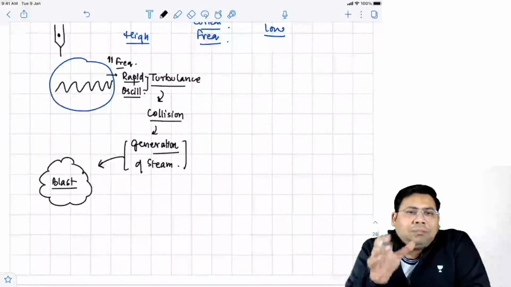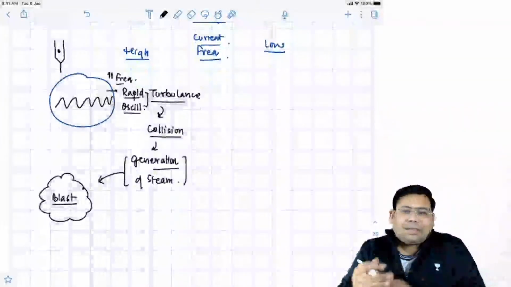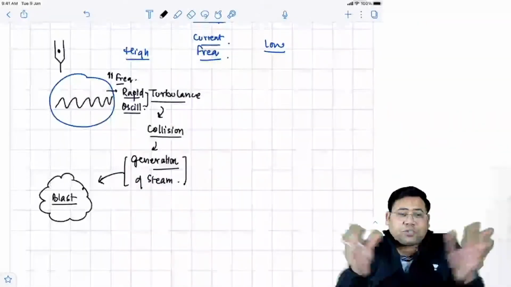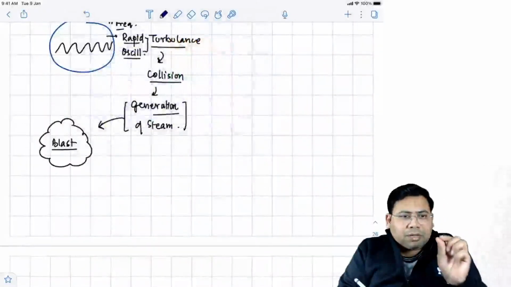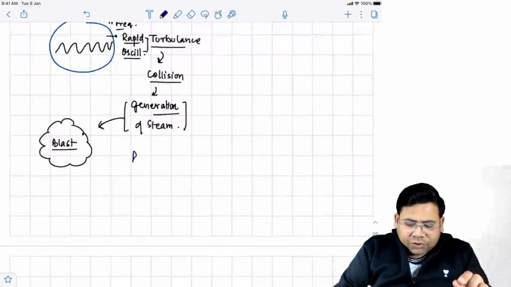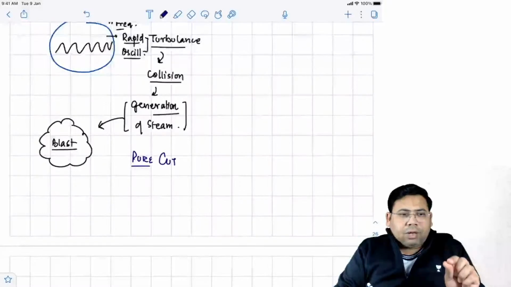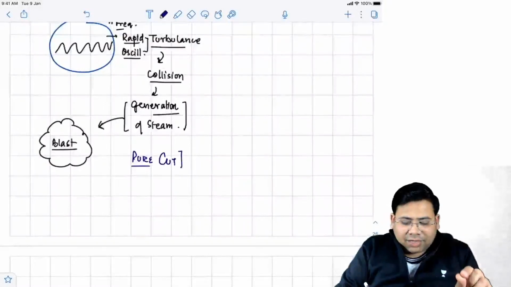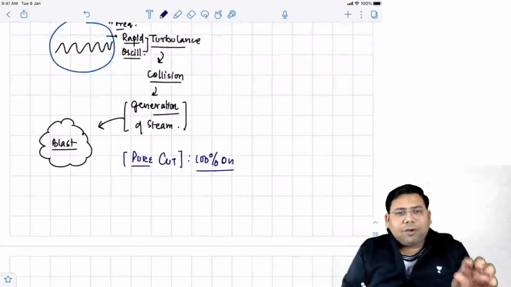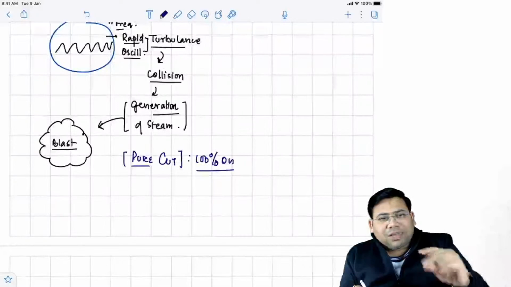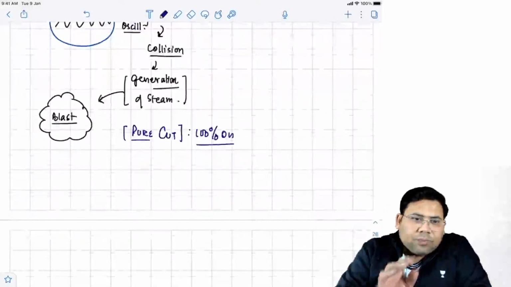So the tissue will blast. Actually the cut is like blasting of tissue. It's a bomb blast. So try to understand, pure cut is not needed, but cut should be minimally used. If you talk about the pure cut, what is that? It is 100% on cycle. If you are pressing the button for 3 seconds, it is blasting the tissues. So this is pure cut.